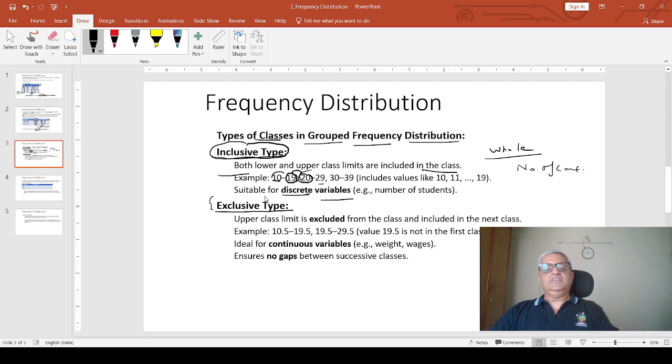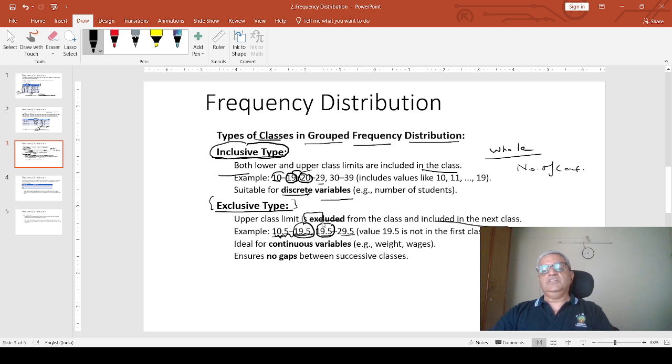The second type of class is the exclusive class. The upper class limit is excluded from the class and included in the next class. So here you will find 10.5 to 19.5, 19.5 to 29.5. So here 19.5 is not included in this particular class, but 19.5 is included in the next class.